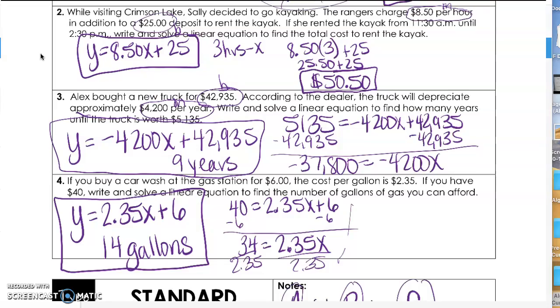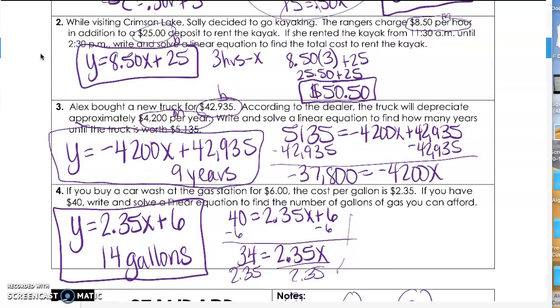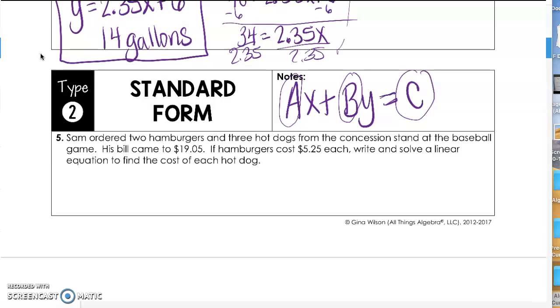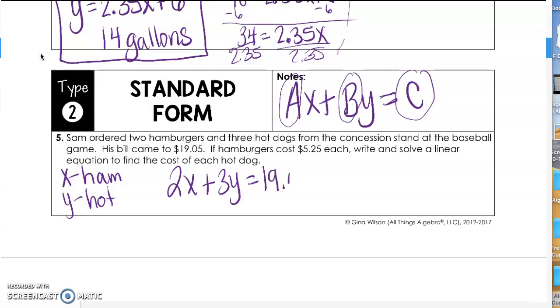So if you go back up to what we did here, we had a starting amount and then a rate, a slope. Here you're going to have two different things that you're comparing. So our first one is talking about hamburgers and hot dogs. I would write off to the side, x is going to be hamburgers, y is going to be hot dogs, just so that you know which one's which. So 2 hamburgers would be 2x plus 3 hot dogs would be 3y, cost a total of $19.05. So that's the first part of it, is to set up that equation.